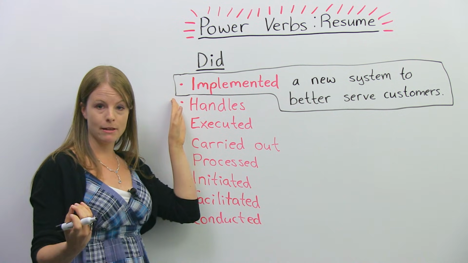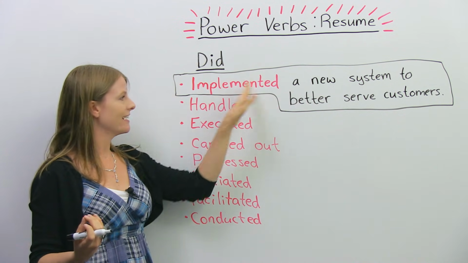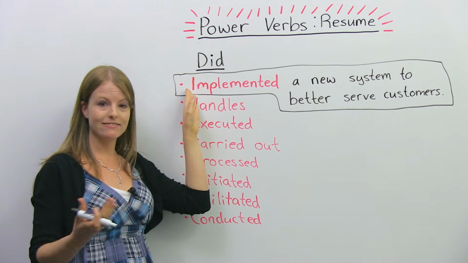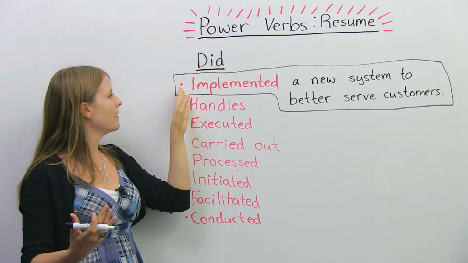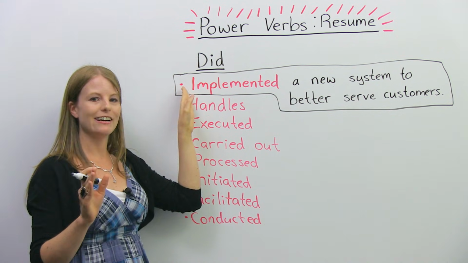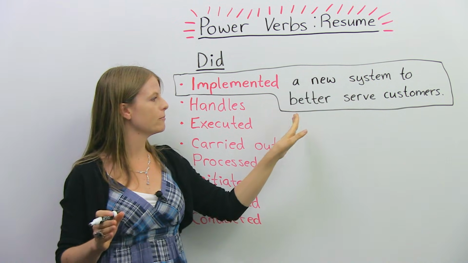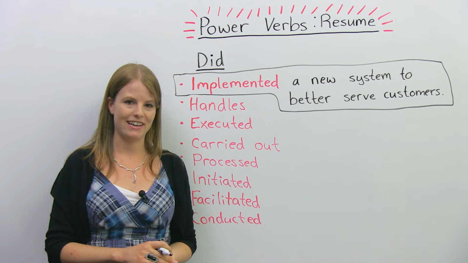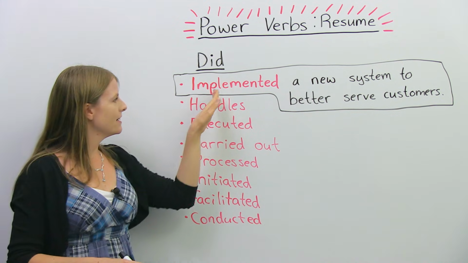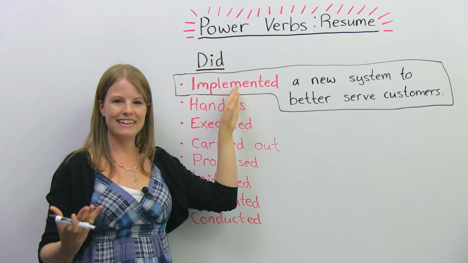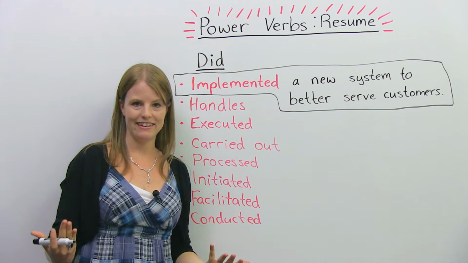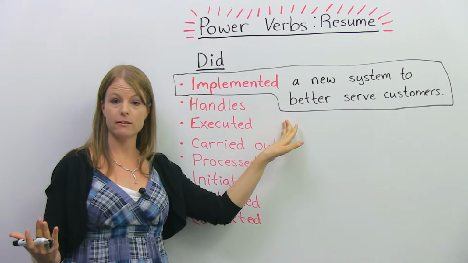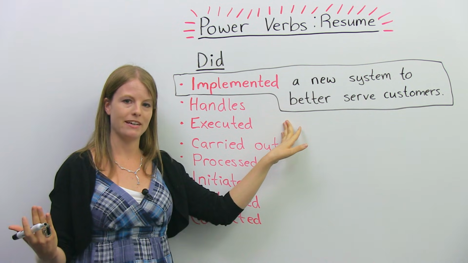So again, it's good to check your dictionary, but these are all somewhat synonyms of did. So we have the word implemented. And again, this is in the past tense. I have a bullet point here. I don't use the word I, especially if it's work summary. I didn't write I, I wrote implemented a new system to better serve customers. So this is an example of something I might write on my resume if it were true. Implemented pretty much has the same meaning as created or put into place. So I implemented a new system to better serve customers. You might see something like that on a resume.